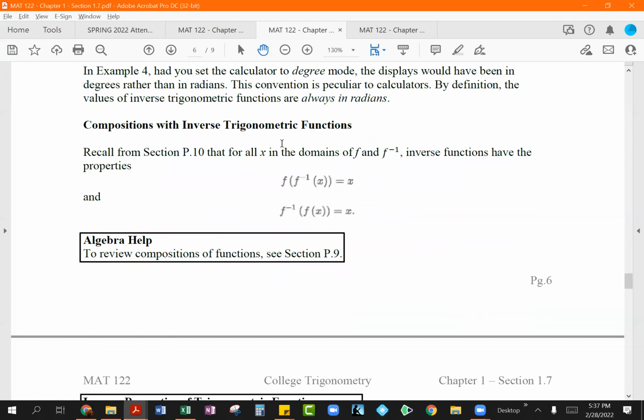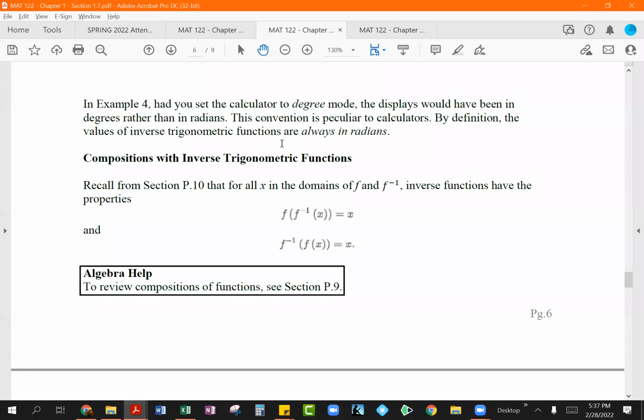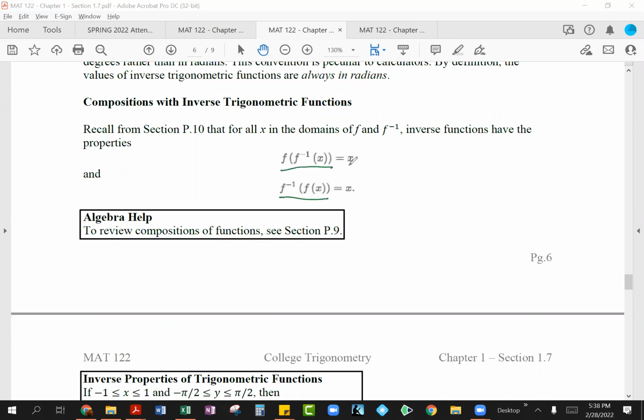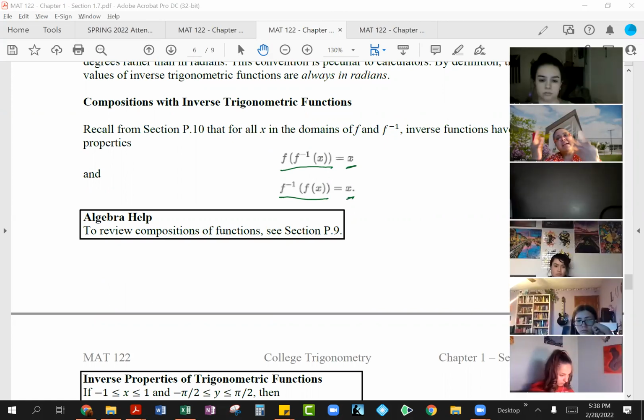Okay, now let's talk about compositions with these inverse trigonometric functions. And again, we have done compositions in a college algebra course. So if that is something you need to go back and review, you can see section P.10 is also going to be where you can review these concepts. So the idea here is, guys, when you take the composition between a function and its inverse function, you always get the answer of x, because they cancel each other out, and you're just going to get the domain that is left behind, which will be the x value.